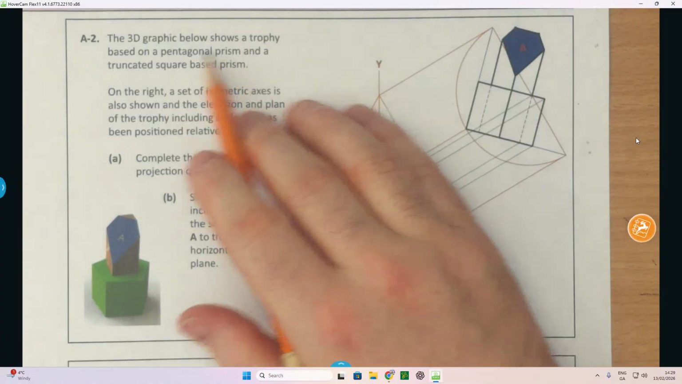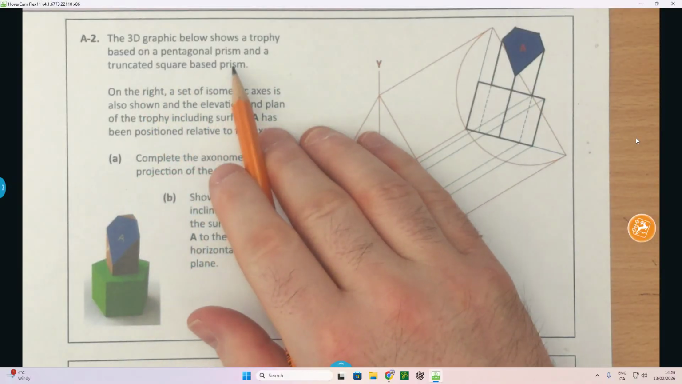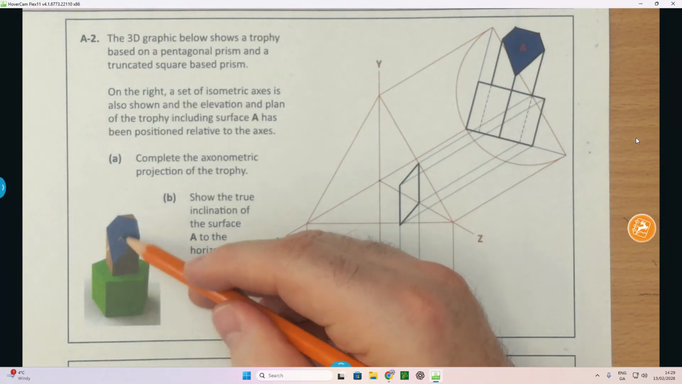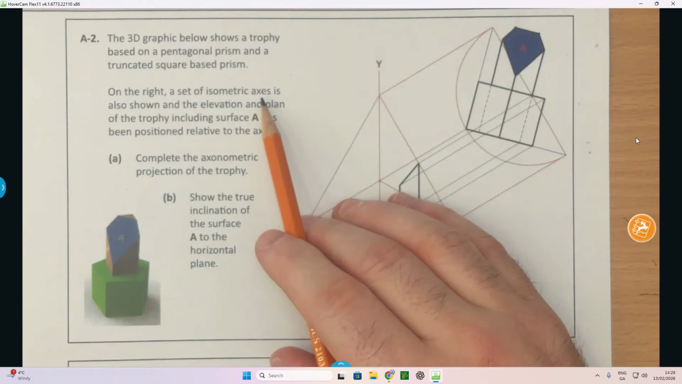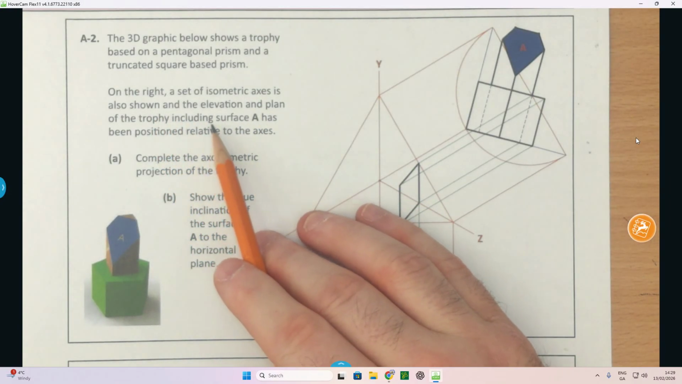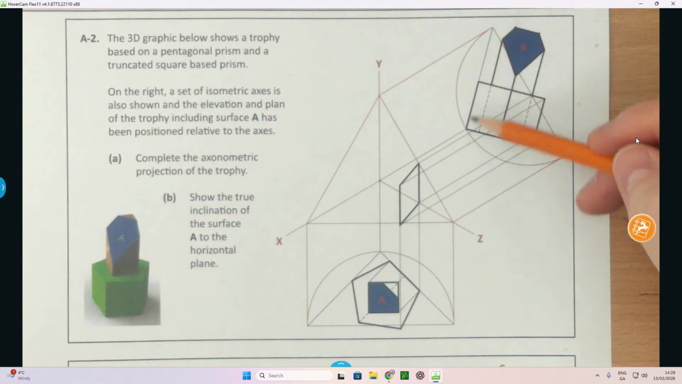3D graphic below shows a trophy based on a pentagonal prism and a truncated square based prism. So you can see here we've got the pentagonal prism at the bottom and a truncated square based prism, but that has obviously been cut, leaving behind surface A here. Okay, on the right, a set of isometric axes is also shown, and the elevation and plan of the trophy, including the surface A, has been positioned relative to the axis. So we've been given the isometric axis.